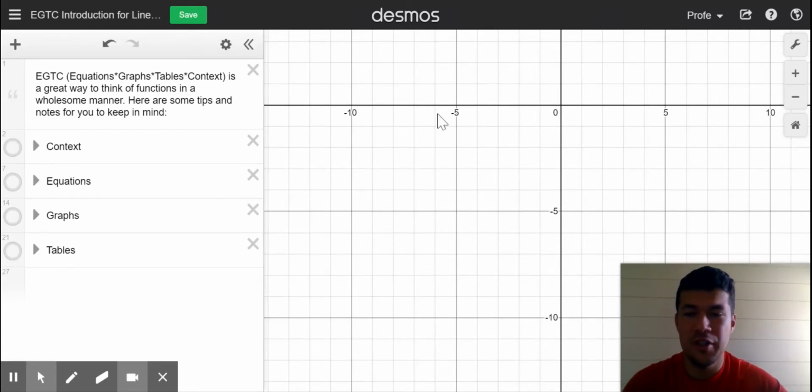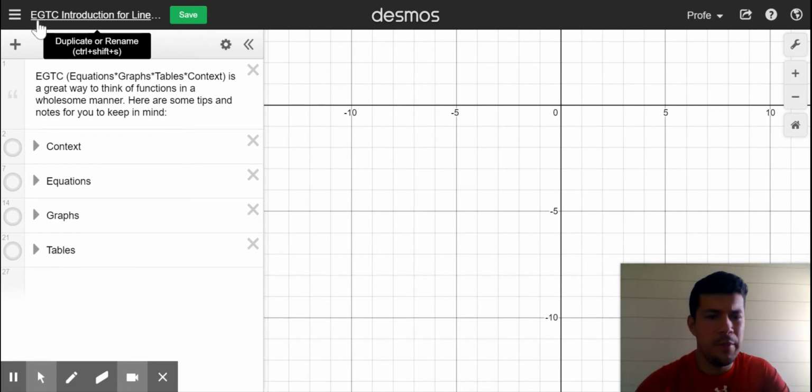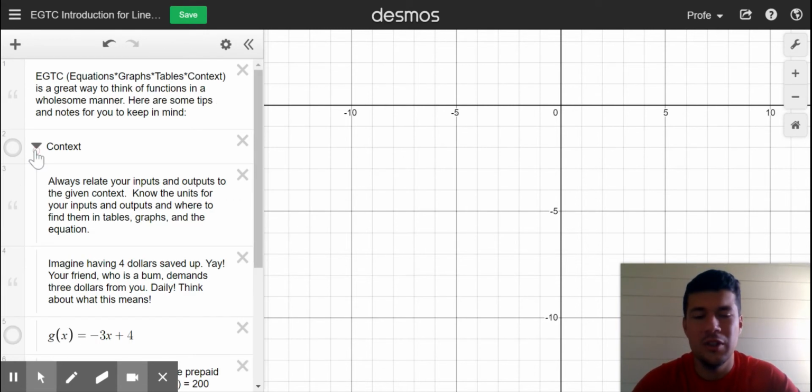Let's talk about linear functions with an introduction with EGTC. We briefly mentioned EGTC, which means equations, graphs, tables, and context. All four of these are representations of a function, and we're going to take a look at how this affects linear. Okay, so let's start.